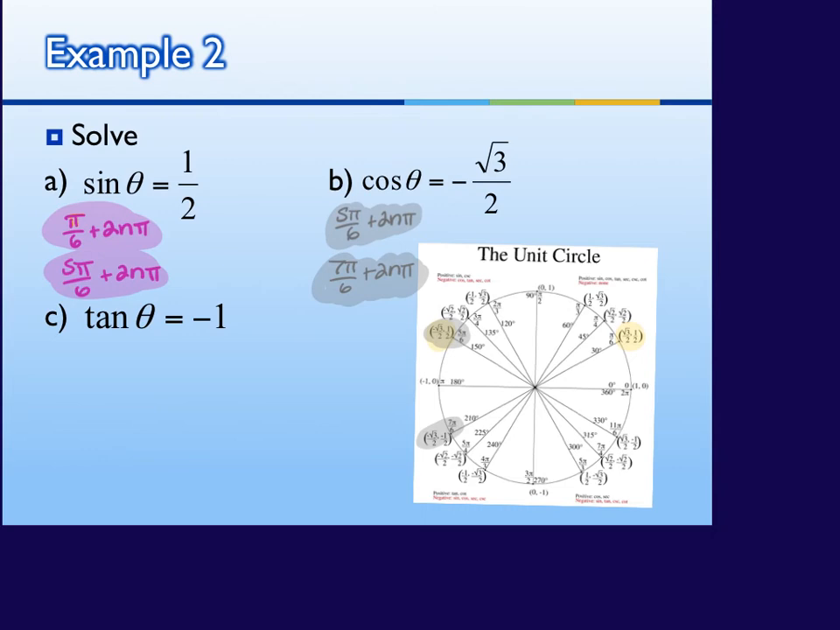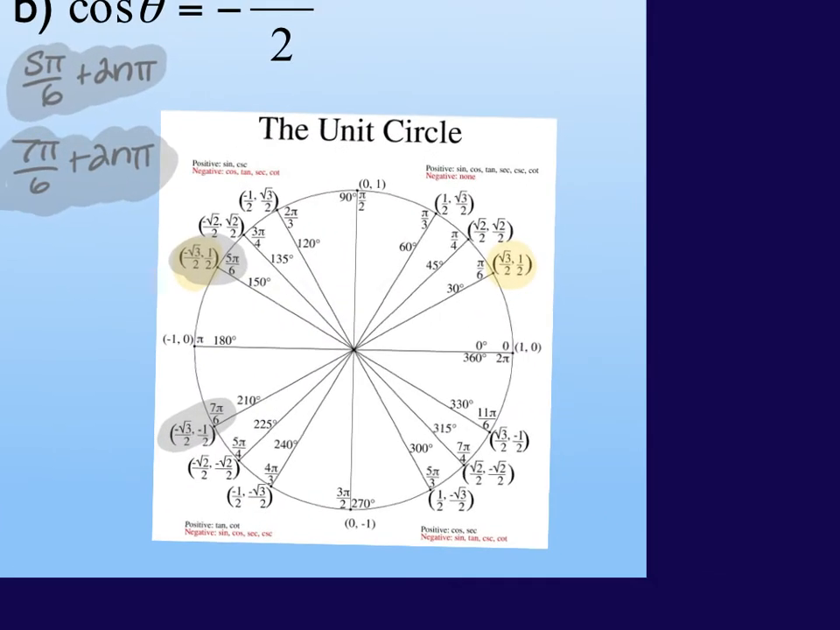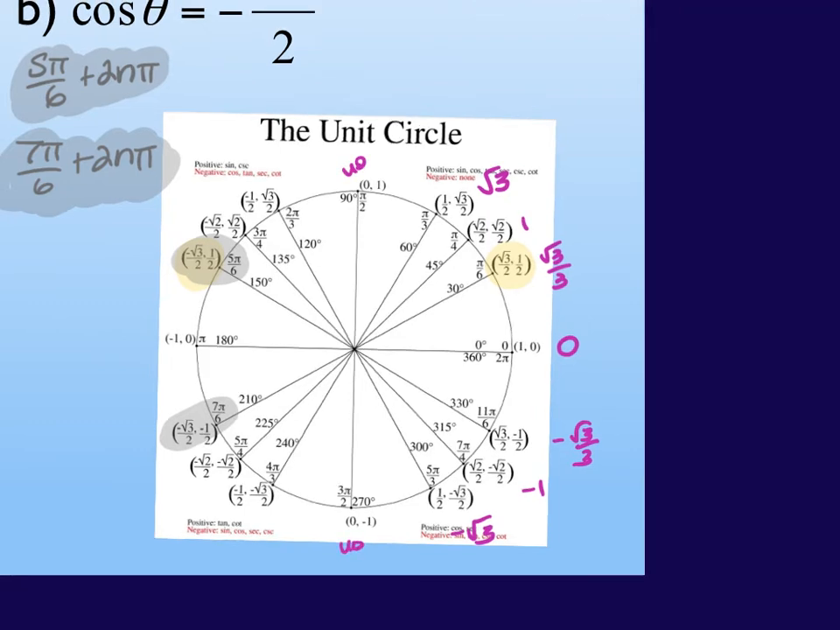And C says tangent. So this is why it's super helpful to add on your tangents. Okay, so remember that this is root 3 over 3. This is 1. This is root 3. This is 0. This is negative root 3 over 3. This is negative 1 and negative root 3 and undefined and undefined.